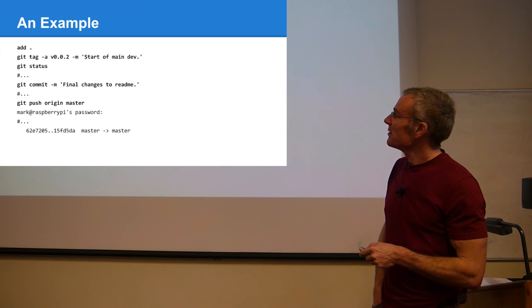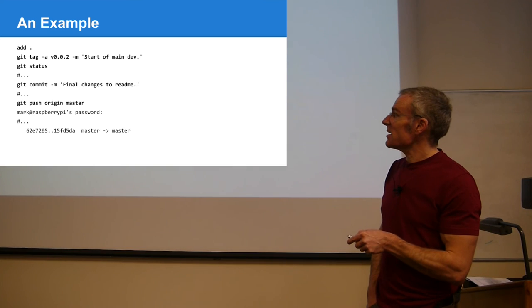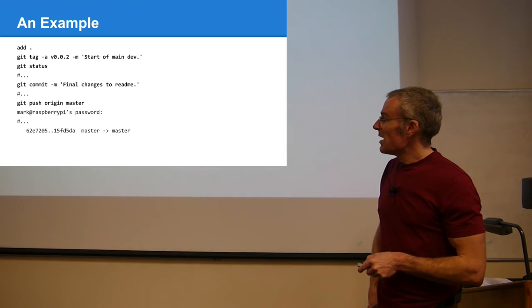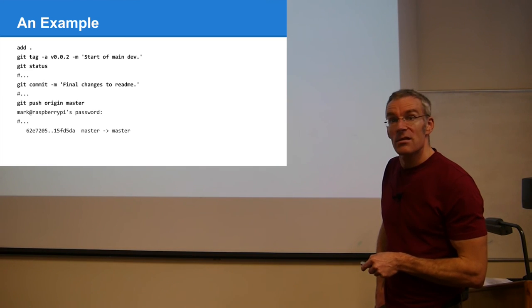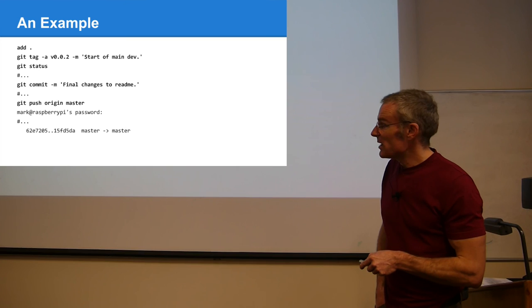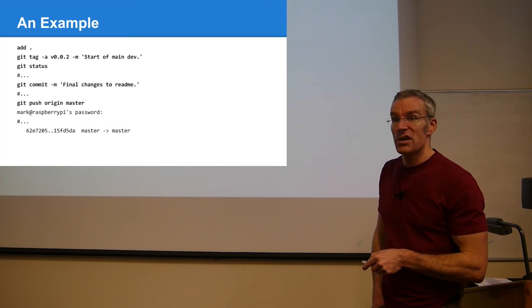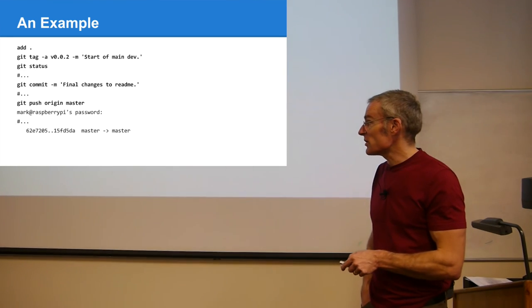So git tag, I'm tagging my current code, git status, and so on, git commit, final changes, and it will attach that tag to that commit. And see at the bottom there, those two commits? There's my old commit, there's my new commit. git diff, and I put that in, will tell me the differences between those two commits. That's why I said you can have a dot dot syntax.